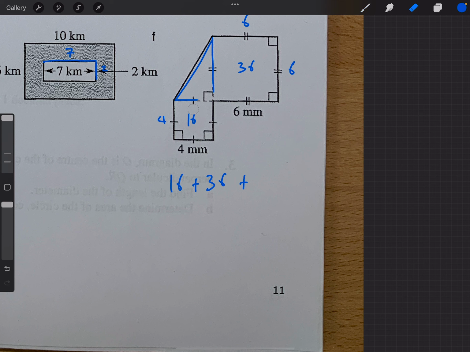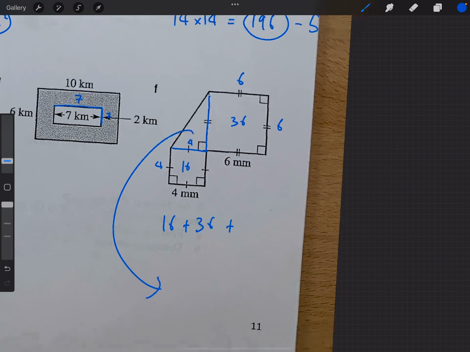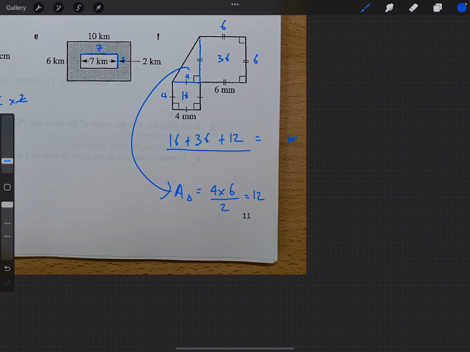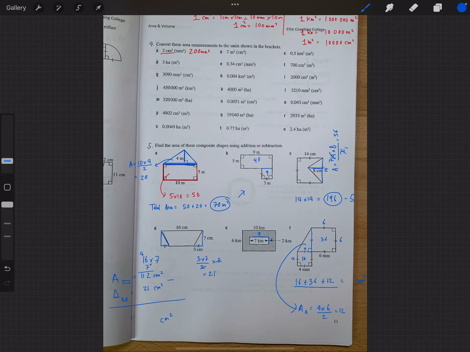How do you find the area of the triangle? Well, you get the base, which is 4, and you multiply by the height. So I'm going to draw it down here. The area of the triangle is equal to 4 times the height, which is 6, divided by 2. And that's going to give you 4 times 6, 24, divided by 2 is 12. So you add that to these ones and you get the answer in millimeters squared. Simple. And that should be it for this week.